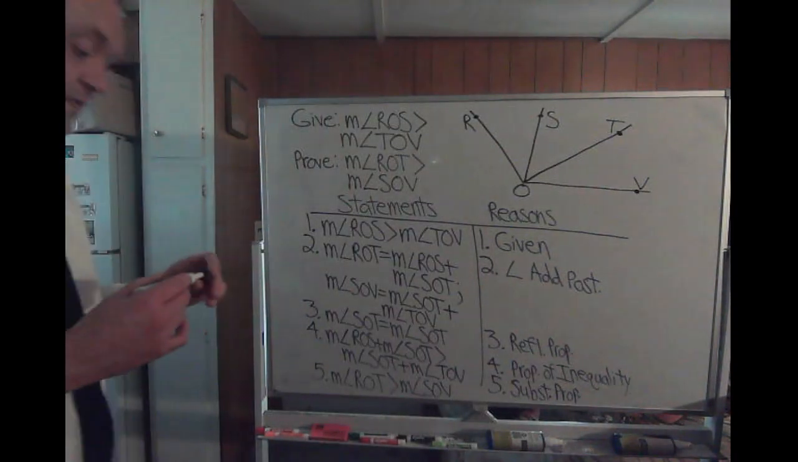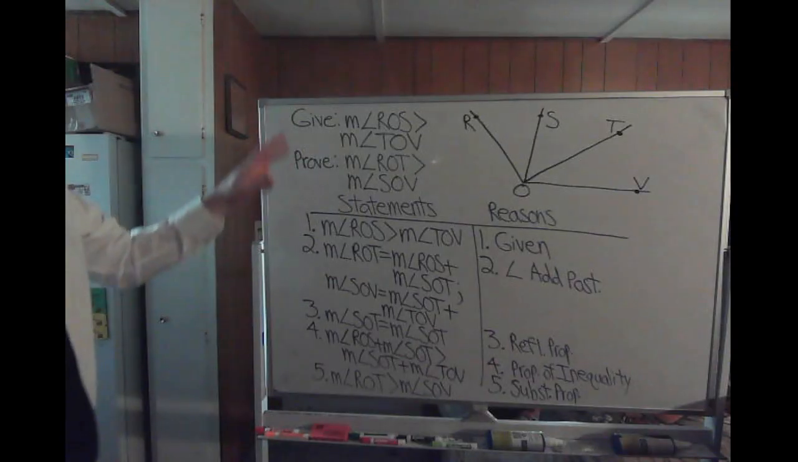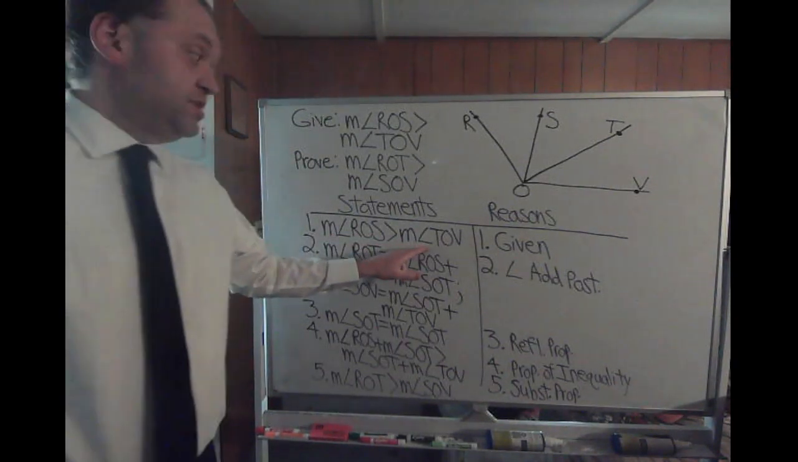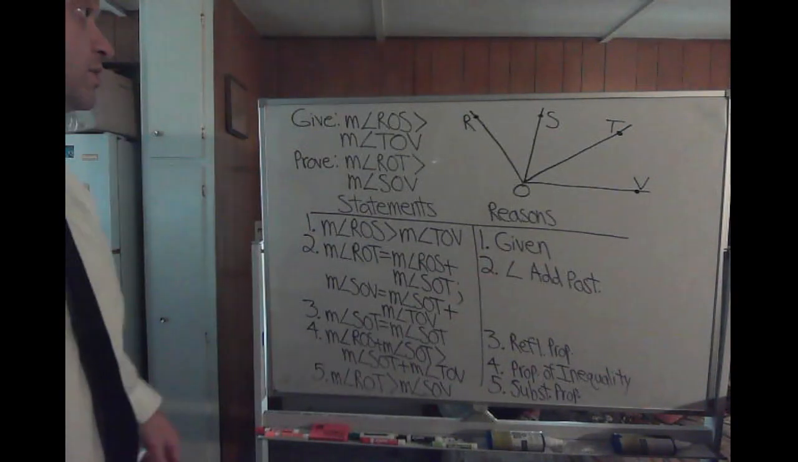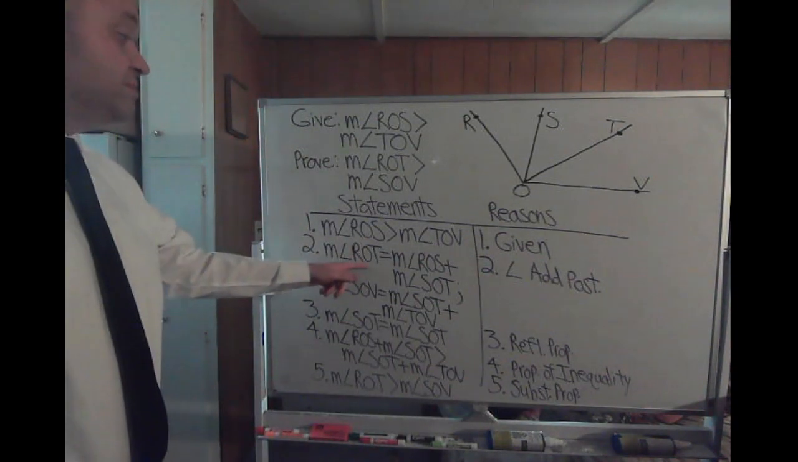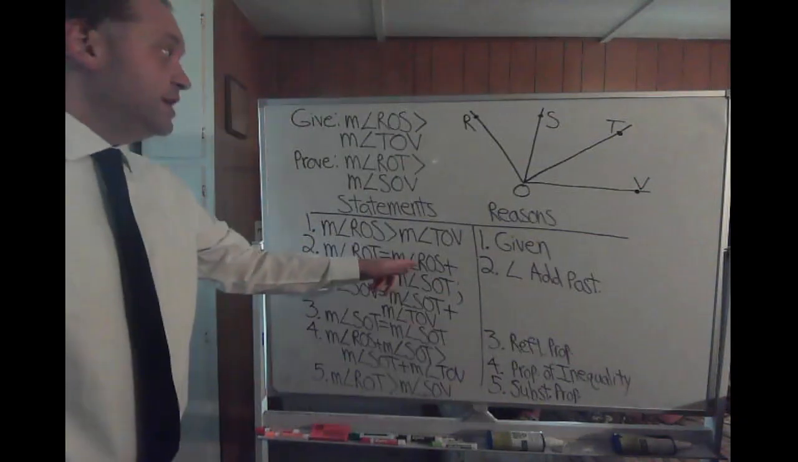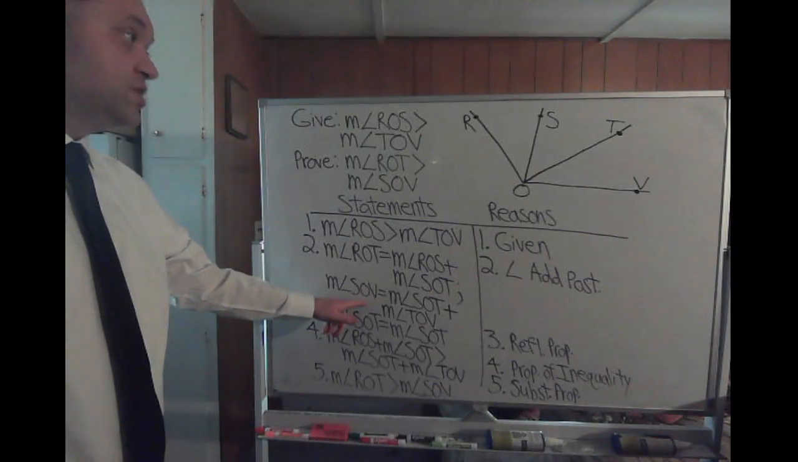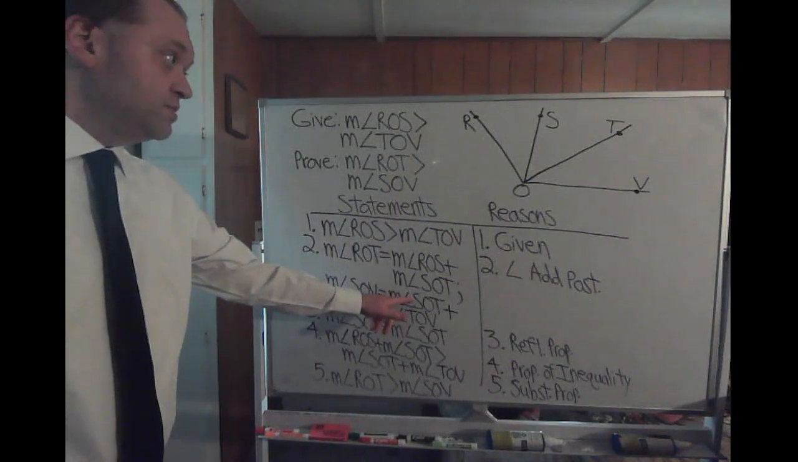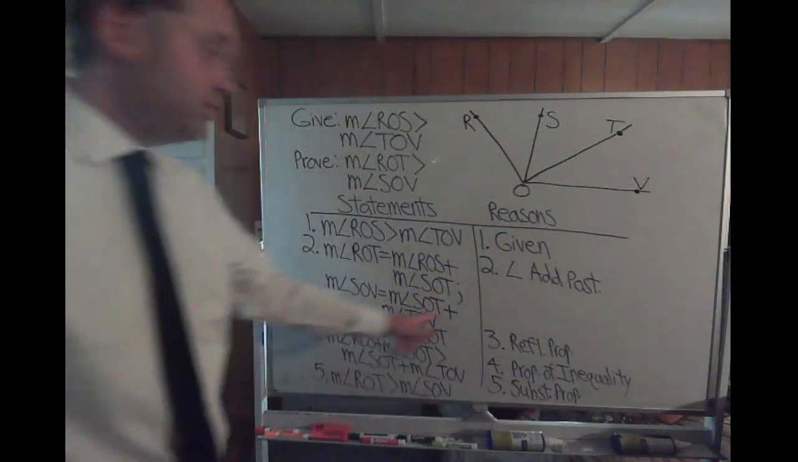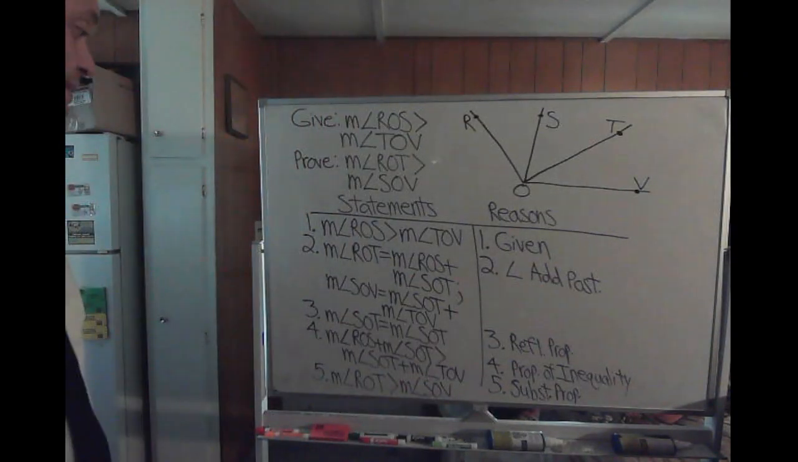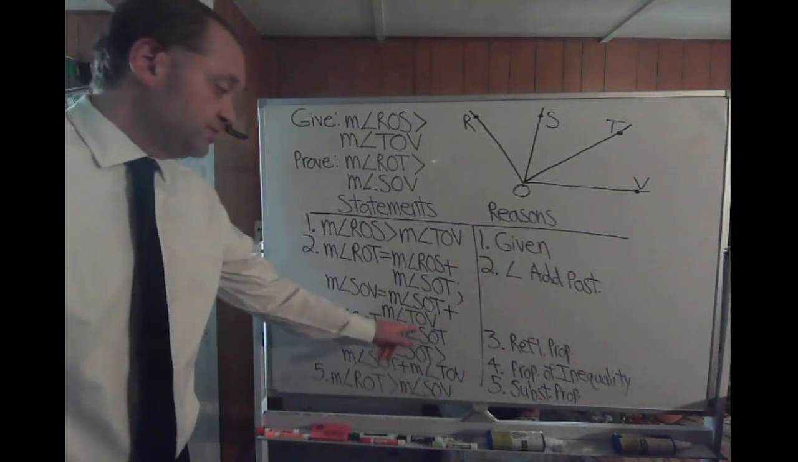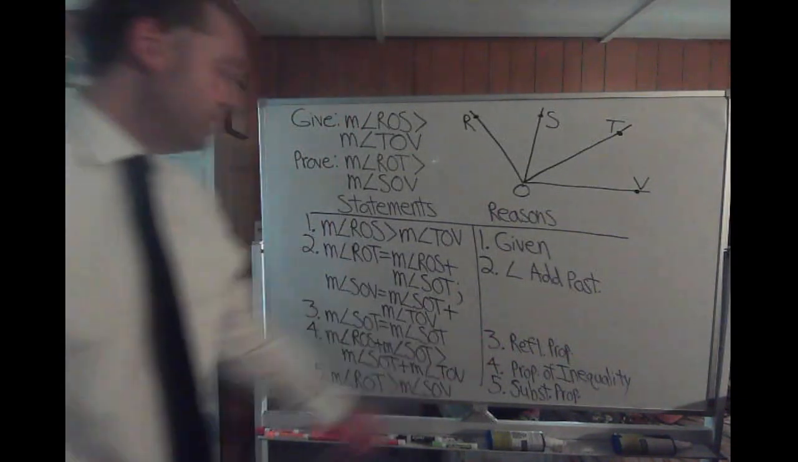So let's go over this proof again here, okay? We start out given that the measure of angle ROS is greater than the measure of angle TOV. That's given to us. The second statement is the measure of angle ROT equals the measure of angle ROS plus the measure of angle SOT. And then the measure of angle SOV is equal to the measure of angle SOT plus the measure of angle TOV. Those are both by the angle addition postulate. And then, of course, the measure of angle SOT equals the measure of angle SOT. That's the reflexive property.